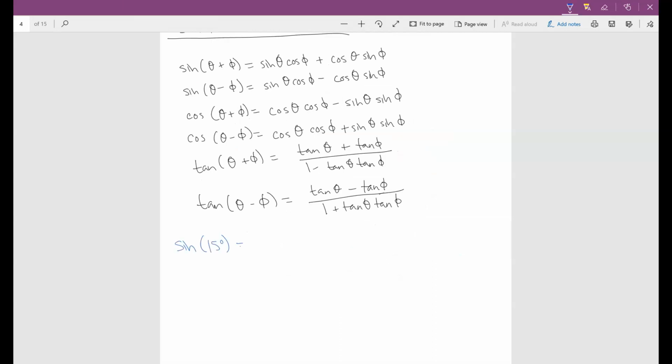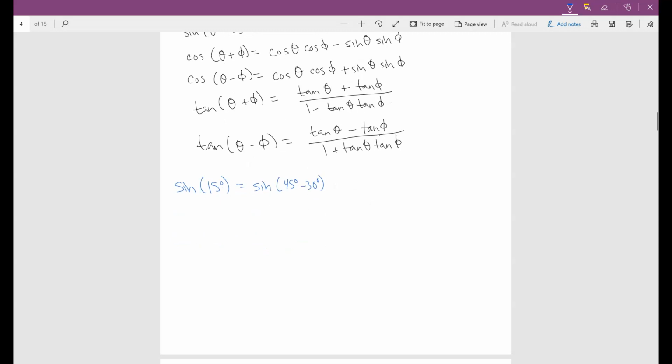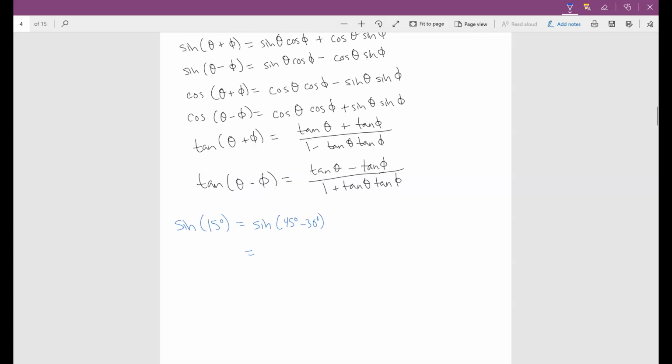So I know that I can write this as sine of 45 degrees minus 30 degrees. Notice that that's going to give me sine of 15 degrees. Then I'm just going to use the formula, this guy, and apply it. So this is going to be the sine of 45 degrees, the cosine of 30 degrees, minus the cosine of 45 degrees and then the sine of 30 degrees. So if I evaluate that, I'm going to get the sine of 15 degrees.